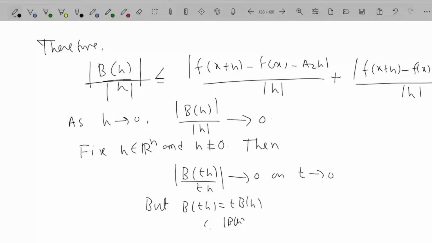Otherwise it is not possible, because this is a constant divided by a constant. So h is fixed. So constant divided by constant moving towards 0 means what? The constant itself should be 0. So that means bh should be 0. So this implies bh should be 0. So therefore b at any vector h is becoming 0. And we know that it's a linear operator, so b of 0 is also 0. So therefore b itself is a 0 vector.